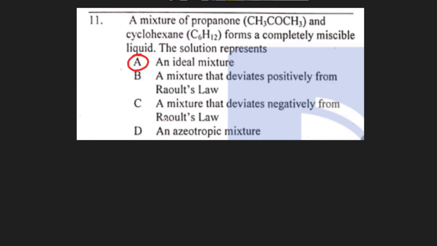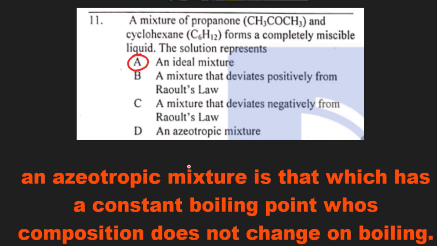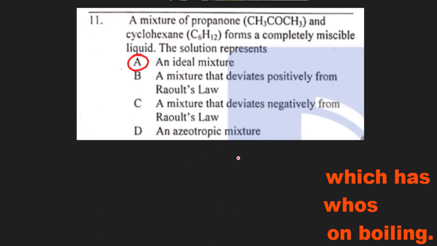For a mixture that deviates from Raoult's law, it is an azeotrope. So our best option is A. An azeotropic mixture is one that has a constant boiling point, whose composition does not change on boiling.